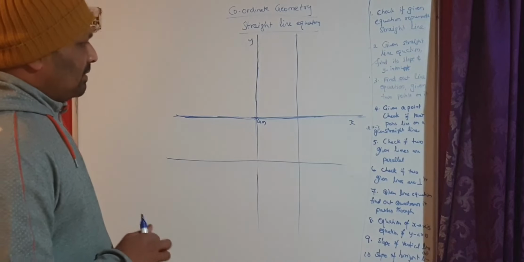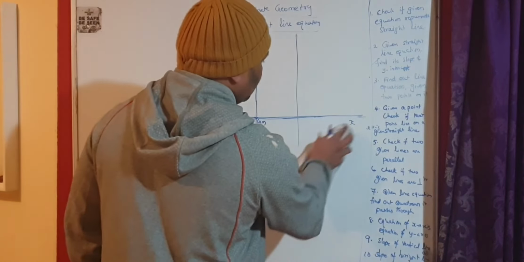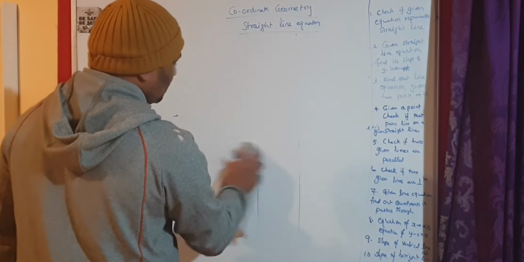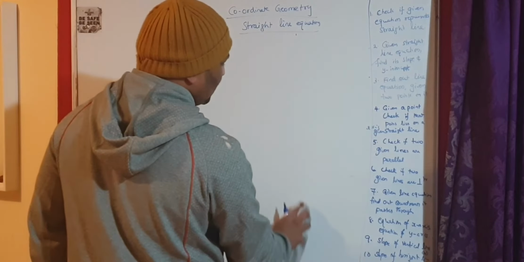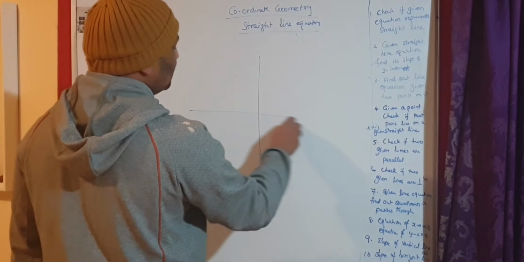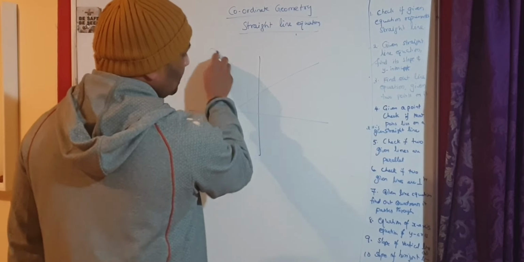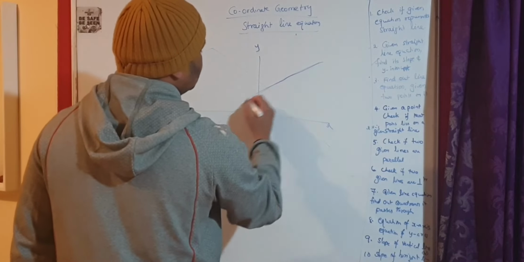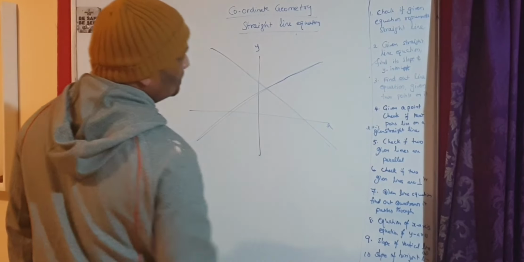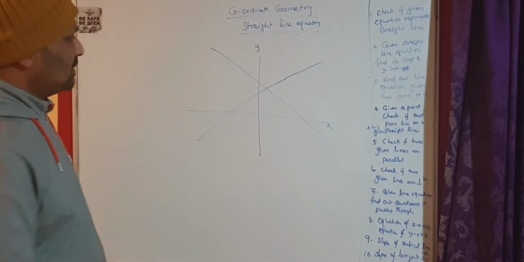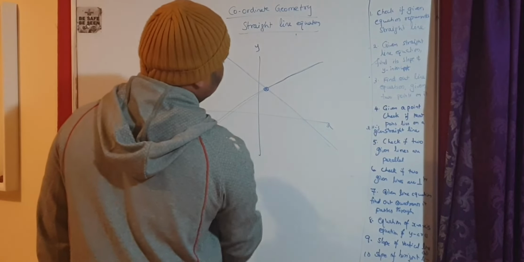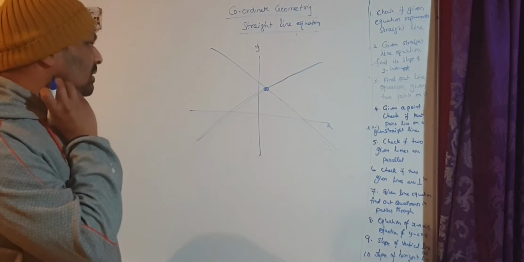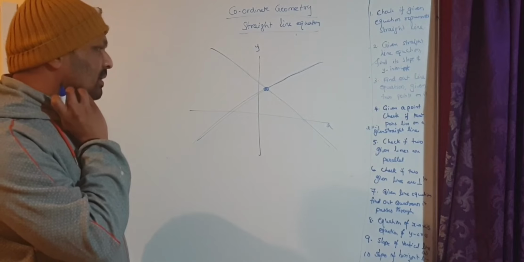These are the things that we learned in this video. In the next video, we're going to learn a few more things about the straight line equation. For example, if two lines are given, at what point are they going to meet? This is the x-axis, this is the y-axis, this is one line and this is another line. They meet at one point, but how do you find it? We will learn that in the next video.